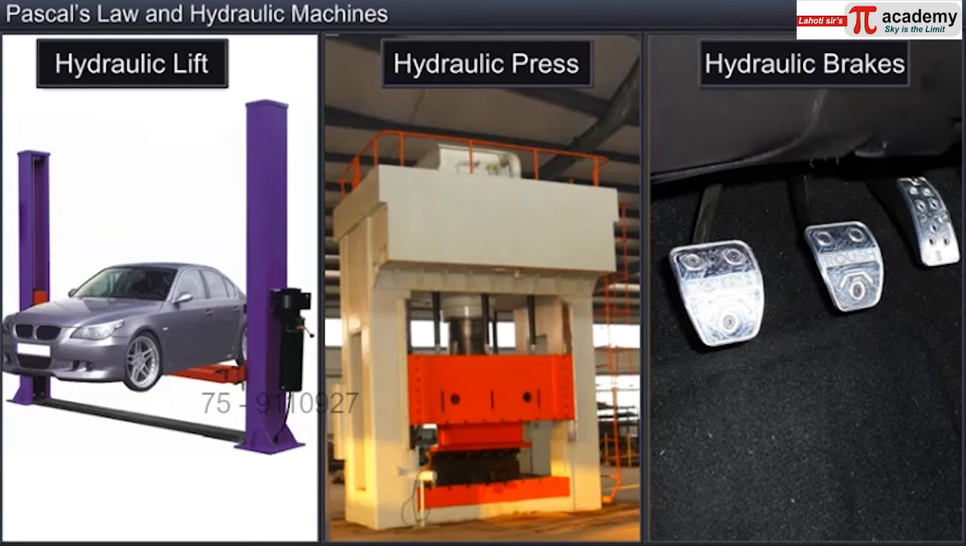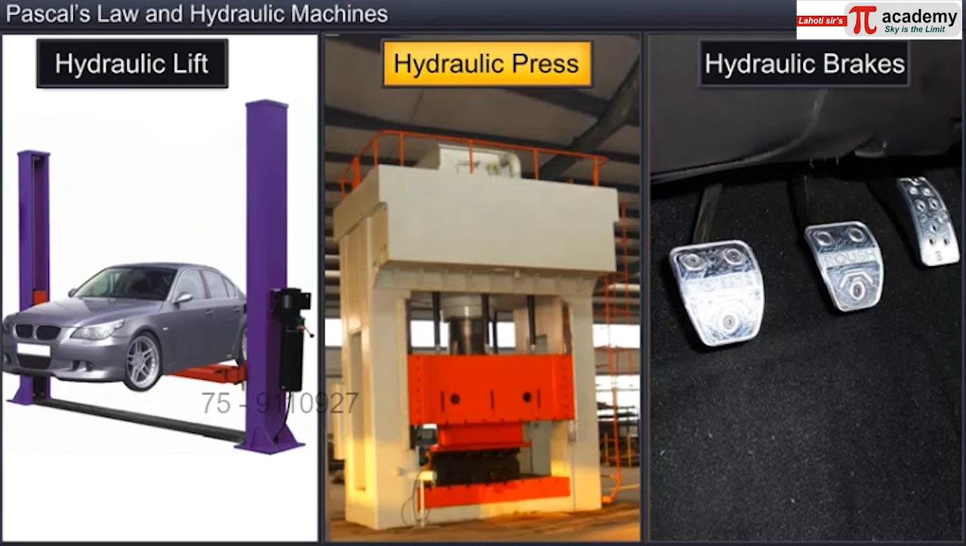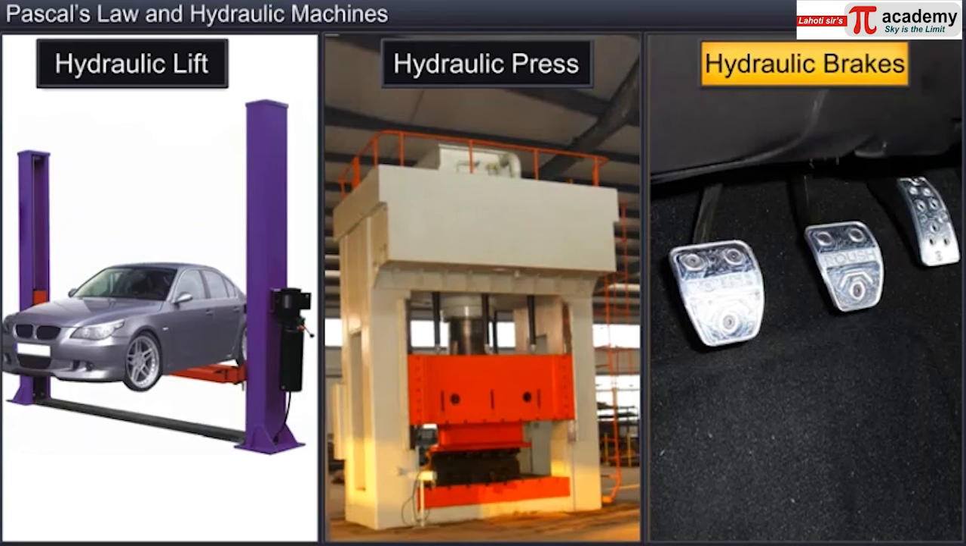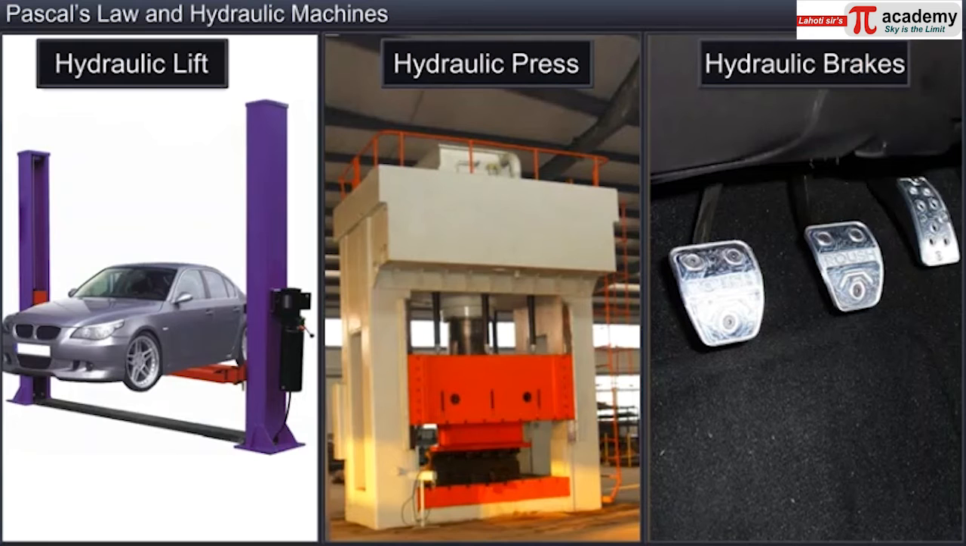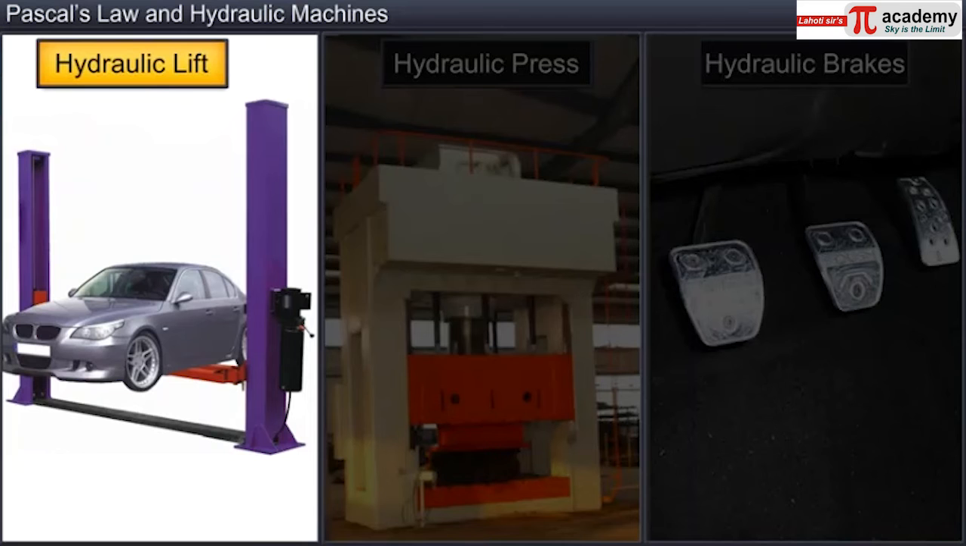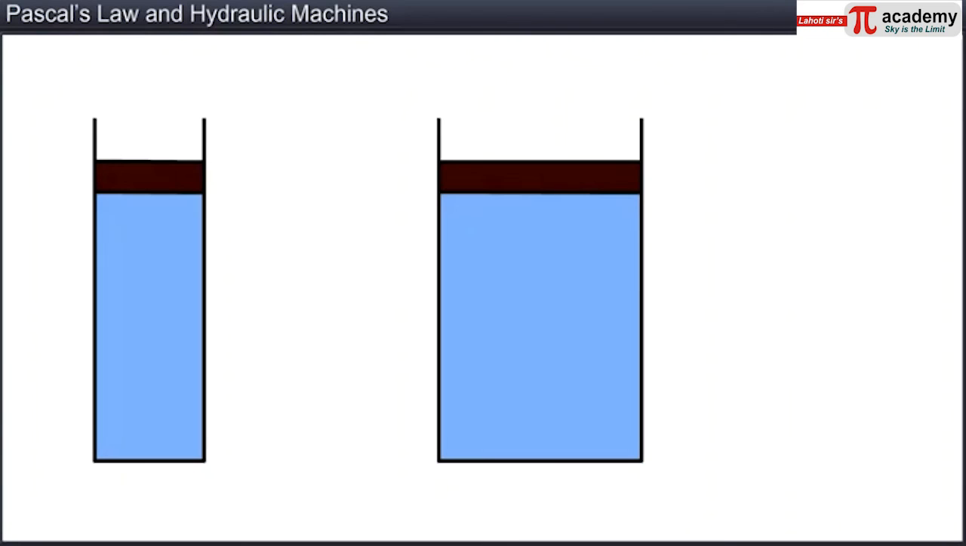A number of devices such as a hydraulic lift, hydraulic press and hydraulic brakes work according to this law. Let us look at each of them in detail. A hydraulic lift is used to lift or support heavy objects. It consists of two cylinders fitted with airtight pistons of varying cross-sectional areas.